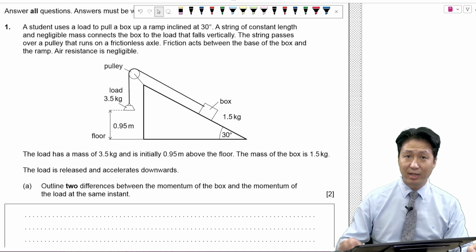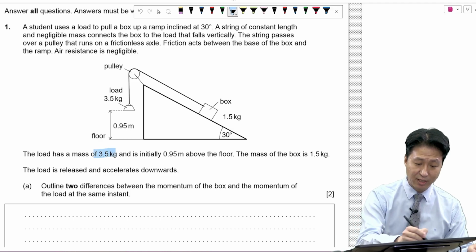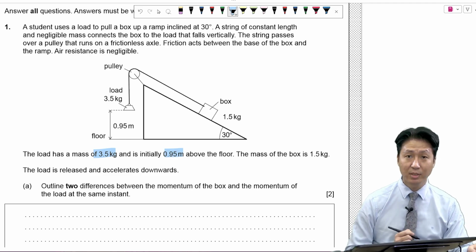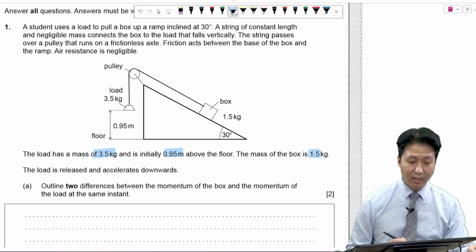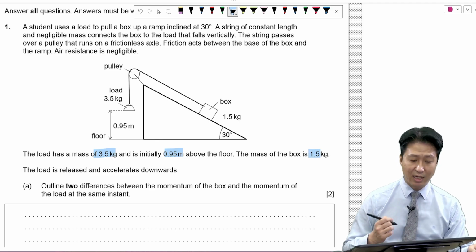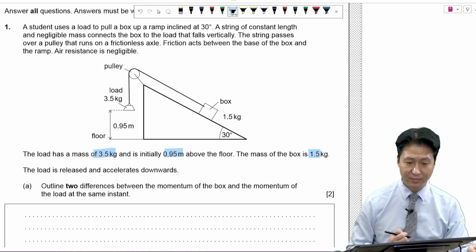The load has a mass of 3.5 kilograms, so let's highlight that important piece of information right now. It is initially 0.95 meters above the floor. The mass of the box is 1.5 kilograms, and the load is released and accelerates downwards. Outline two differences between the momentum of the box and the momentum of the load at the same instant.